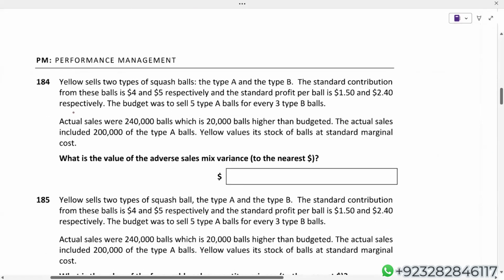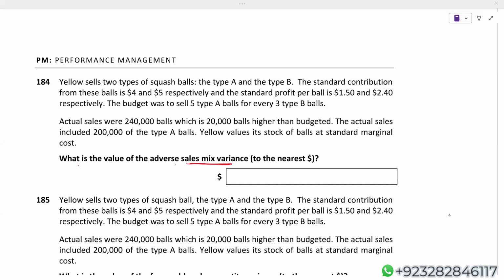Okay, question 184. Students, if you recall in the previous class, we have already discussed all other variances. What is the value of adverse sales mix variance? First of all, sales mix variance can only arise in an environment where the organization deals in more than one product. And when of course your actual sales mix is different than the standard sales mix, then sales mix variance will arise. So students, I'm giving you around 3 to 4 minutes. Try to attempt this question, then we'll be doing it together, inshallah.